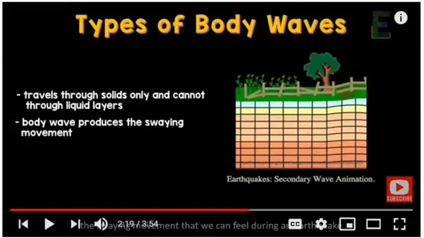Then the body wave produces the swaying movement. This is swaying movement. So the primary wave is in the same motion, but the secondary wave is in swaying movement. So this is the difference between primary wave as well as secondary wave.